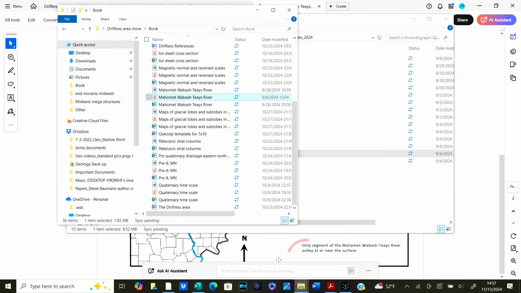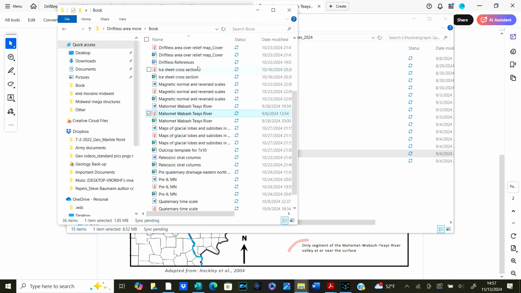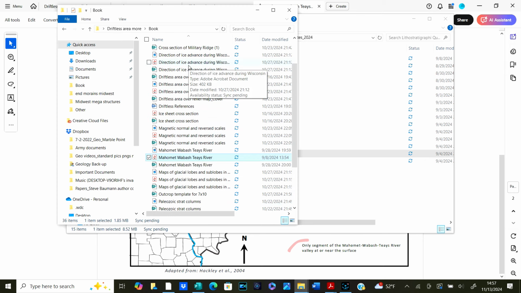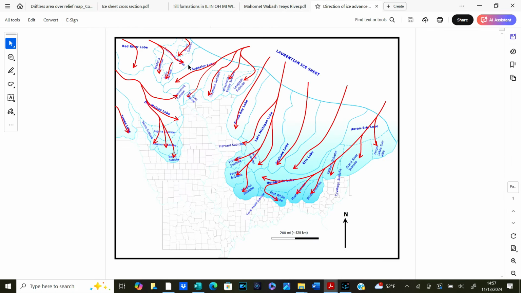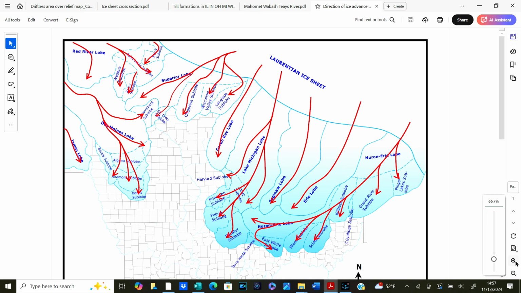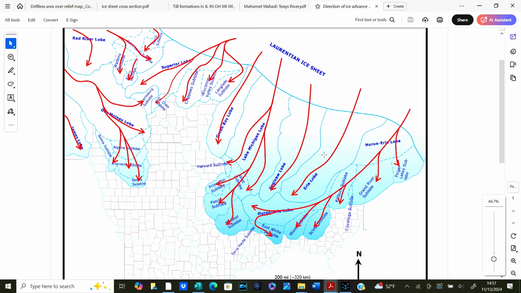But let's go to, I want to get that dang map back. Cover relief map, ice cross section, magnetic. Oh yeah, direction. Okay. You see how this is? This is messy. And how do we know this? Well, we know this from two main things: eskers and striations. Glacial striations are linear, parallel, straight lines grooved into the bedrock.